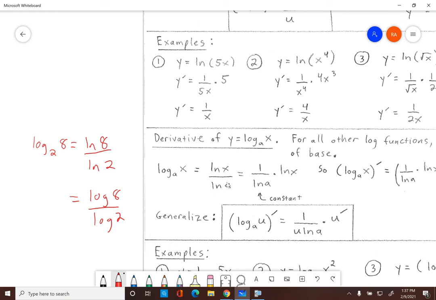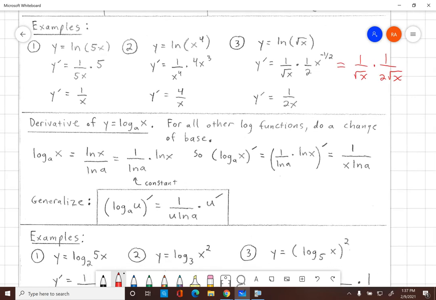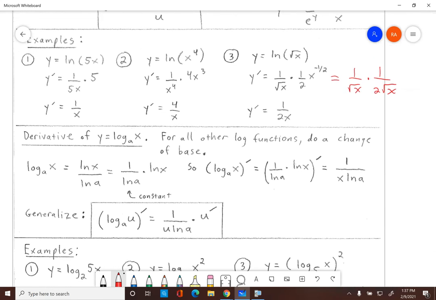If you notice, this here is just a number now. So I'm not thinking quotient rule. I'm thinking there's a number that's multiplied by natural log of x. So I can move that number in front to get it as 1 over natural log of a. That's just a constant. That's a number. So I don't have to worry about that. It's just a number stuck to the derivative.